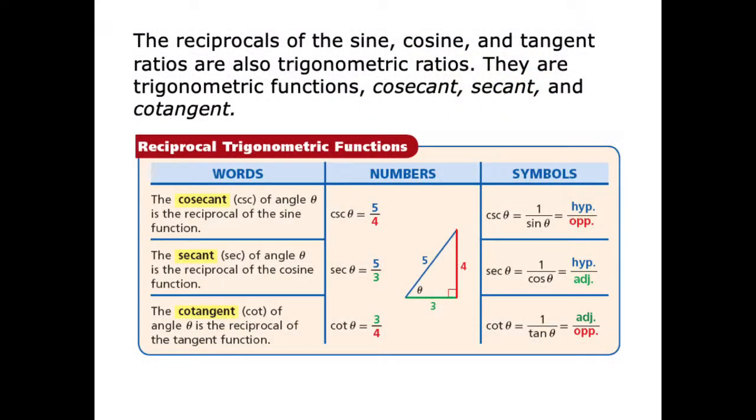The reciprocals of the sine, cosine, and tangent ratios are also trigonometric ratios. They are the functions cosecant, secant, and cotangent. So the cosecant is the reciprocal of the sine, the secant is the reciprocal of the cosine, and cotangent is the reciprocal of the tangent. So this is another table that would be very handy to write down.